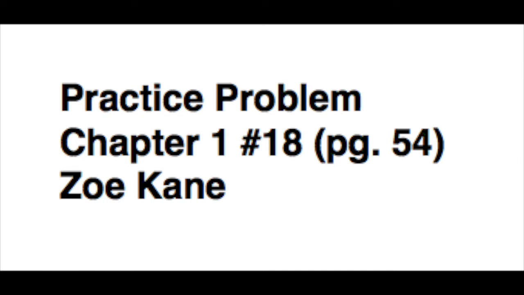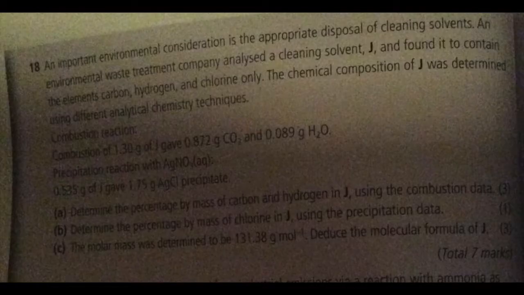Hi, this is Zoe, and I'm going to be doing a practice problem from Chapter 1, number 18 on page 54. This question asks: an important environmental consideration is the appropriate disposal of cleaning solvents. An environmental waste treatment company analyzed a cleaning solvent J and found it to contain the elements carbon, hydrogen, and chlorine only. The chemical composition of J was determined using different analytical chemistry techniques.